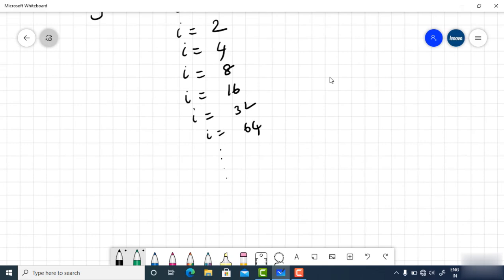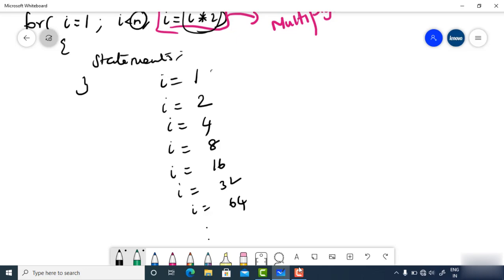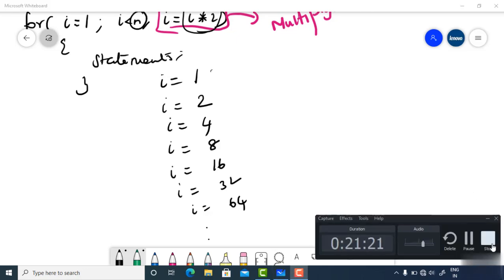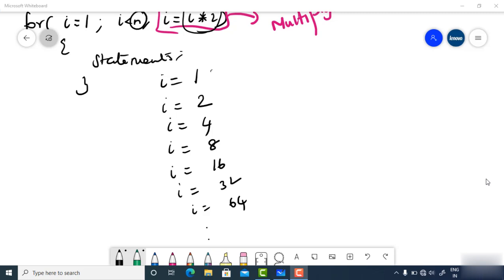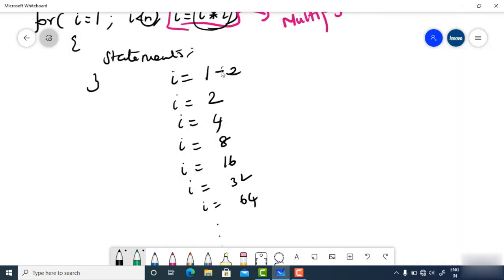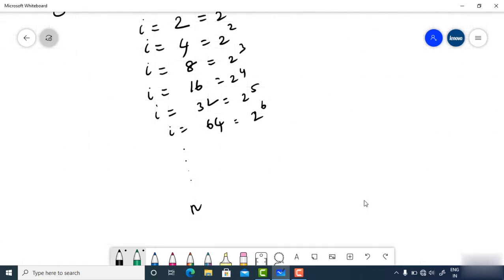until the n value is reached. I don't know where my n value is, so until the n value is reached, it is getting multiplied by 2, right? If that is the case, then you can write 1 as 2 power 0. You can write 2 as 2 power 1. It is 2 power 2. It is 2 power 3. 2 power 4, 2 raised 5, 2 raised 6. And let's say this executes up to n times, right?